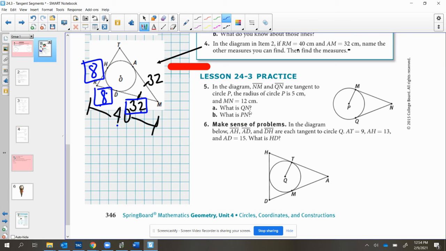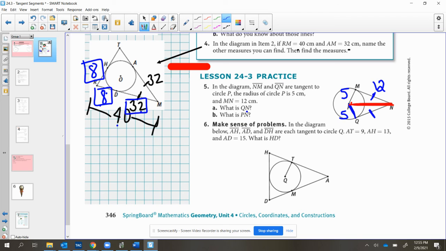All right, one final problem we're going to do together is one like number 5. In this diagram, we have two tangents, which we know are congruent because they're both coming from that same point. We have a radius given as 5 centimeters, which we could also draw in over here as well. MN, they're telling us, is 12 centimeters. They want us to figure out two different pieces of information: What is QN? And what is PN, the length from our center to the point outside the circle?